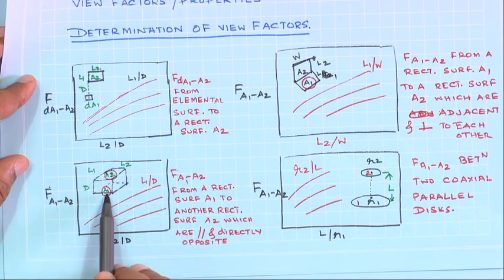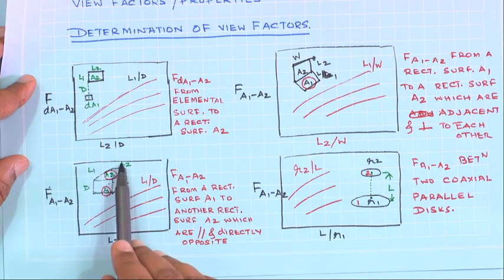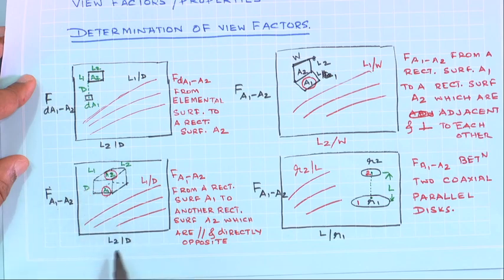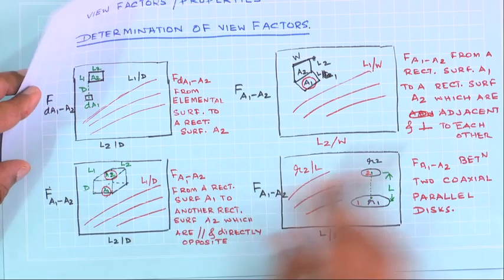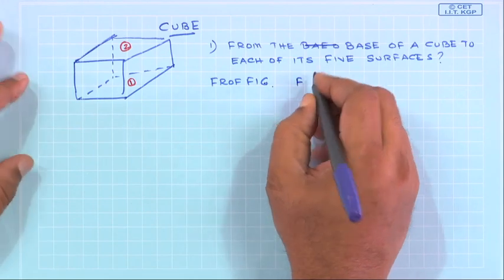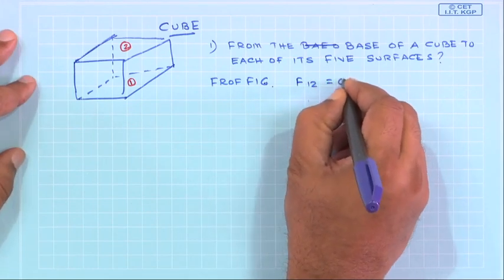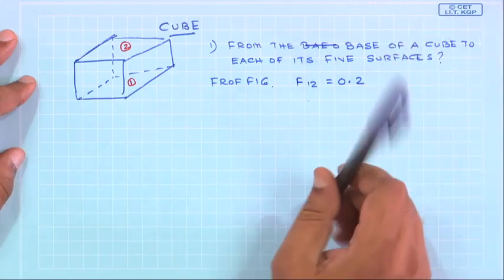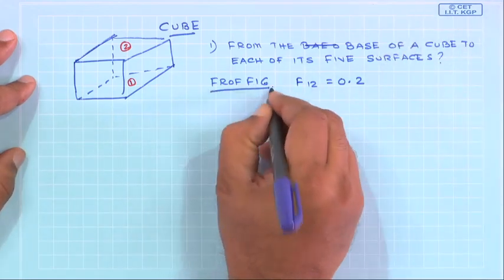Once again, A1 is the base of the cube, A2 is the top of the cube. Since it is a cube, L1 is equal to L2 is equal to D, so both these ratios would have value equal to 1. So, you go up to the right curve and find out F A1 to A2. That is the first use of this curve. From the figure, which you can check on your own, F12 is equal to 0.2.